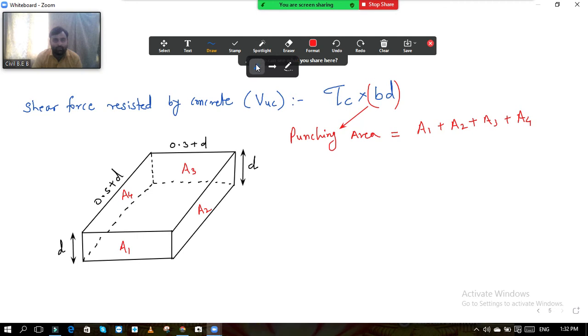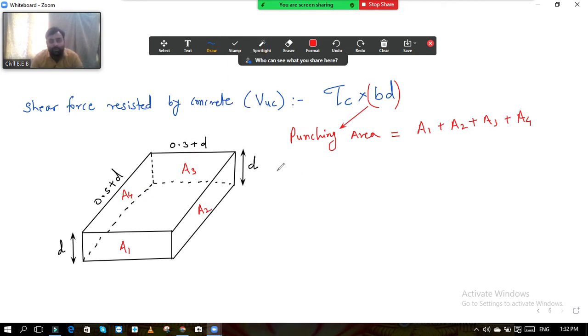Okay, what are the areas now? See, if I want to calculate A1, what is this area? This dimension is 0.3 plus d, and this dimension is d. So my area will be (0.3 plus d) into d. This is for A1. If I multiply this by 2, then I will get A1 and A3 together. For A2, this is 0.5 plus d and this is d. So the area is (0.5 plus d) into d. That is your A2, and whatever the area of A2 is, the same area is for A4. So again we will multiply it by 2, so A2 and A4 will get covered.